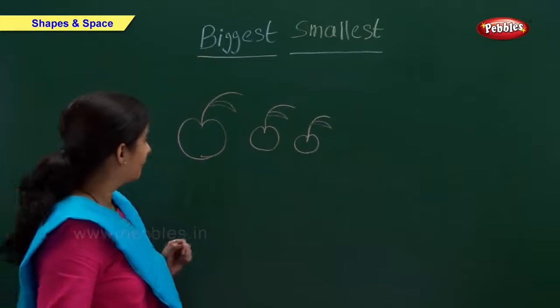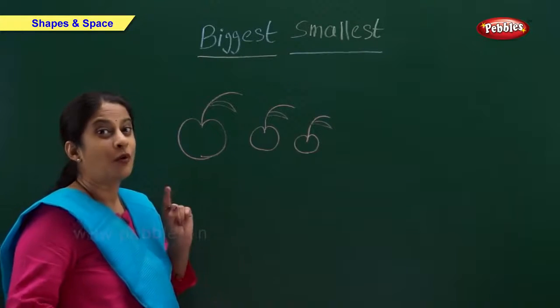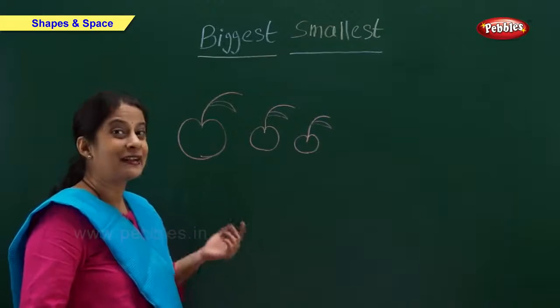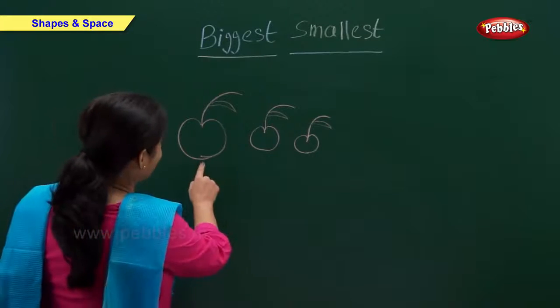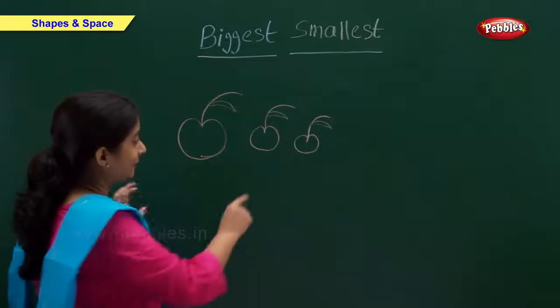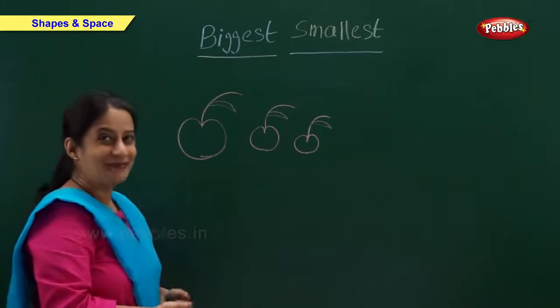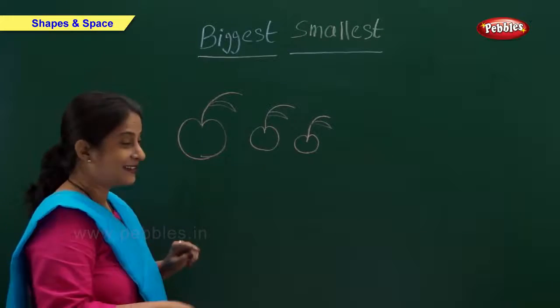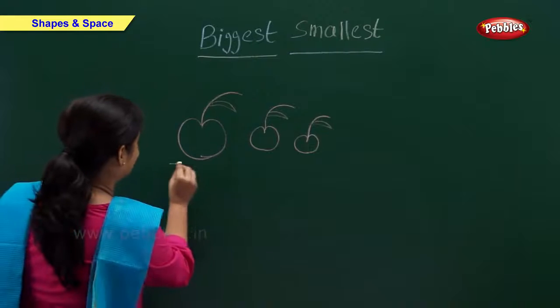Now we have 3 apples and we should find out which is the biggest and smallest. Let's start. Is this the biggest, or this, or this? Which is the biggest one? Right. The first one is the biggest apple.